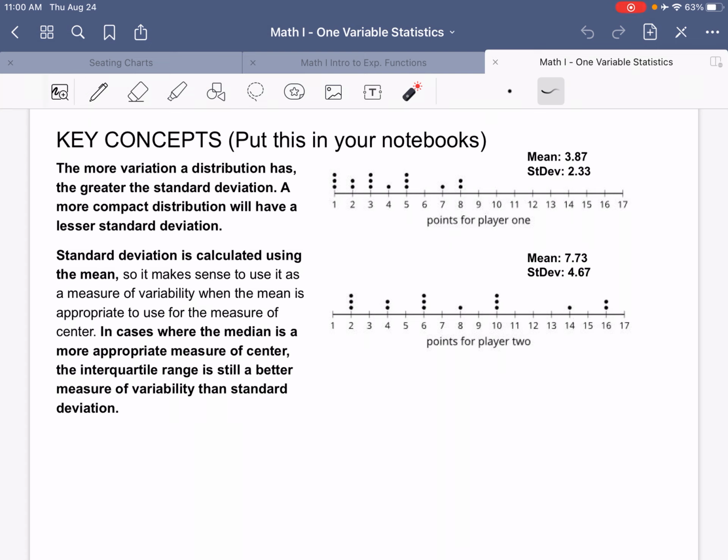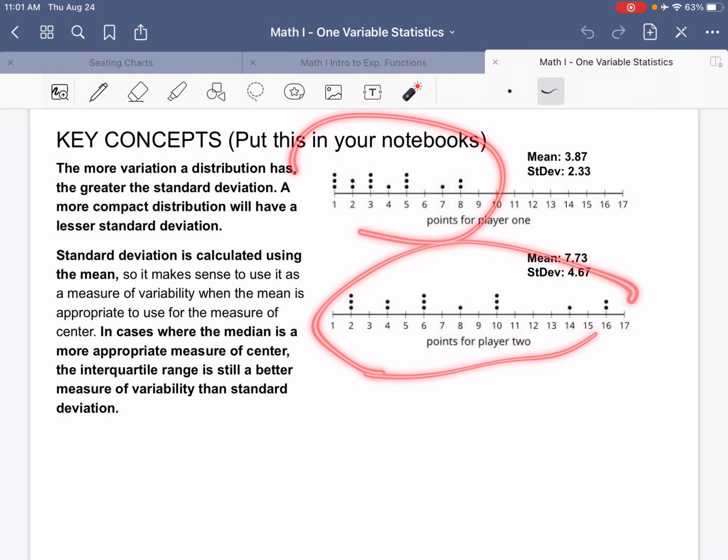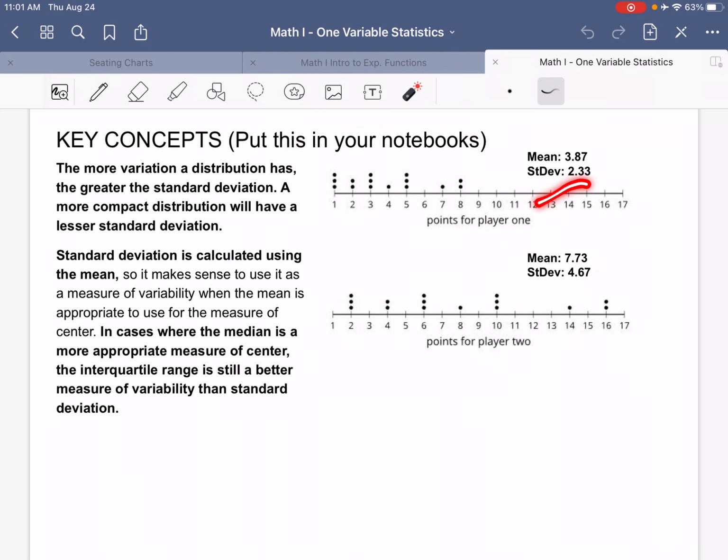So, a couple things to keep in mind. The more variation a distribution has, the more spread out the data is, the greater the standard deviation will be. The more compact distribution will have a lesser standard deviation. So if we look at these two graphs over here, these dots are closer together in general than these dots, and that shows up in the standard deviation.